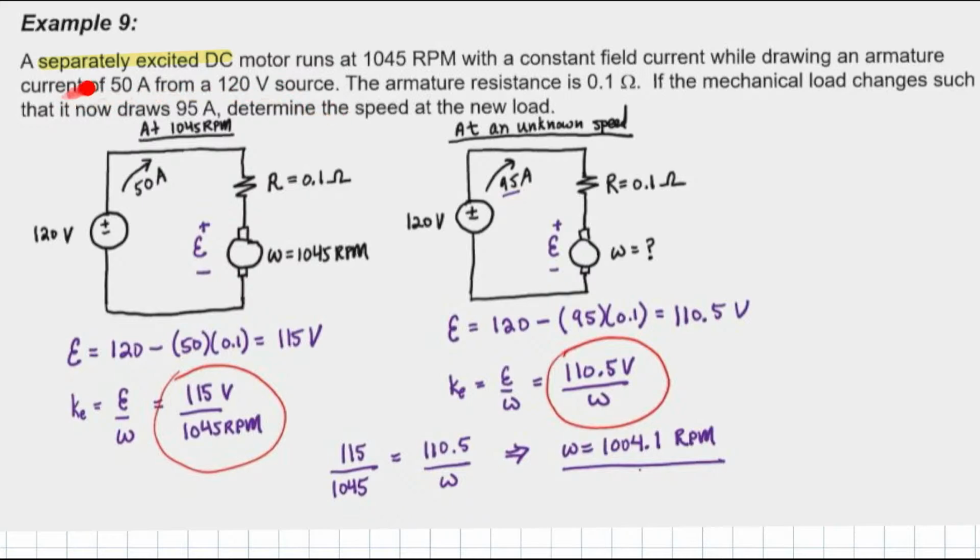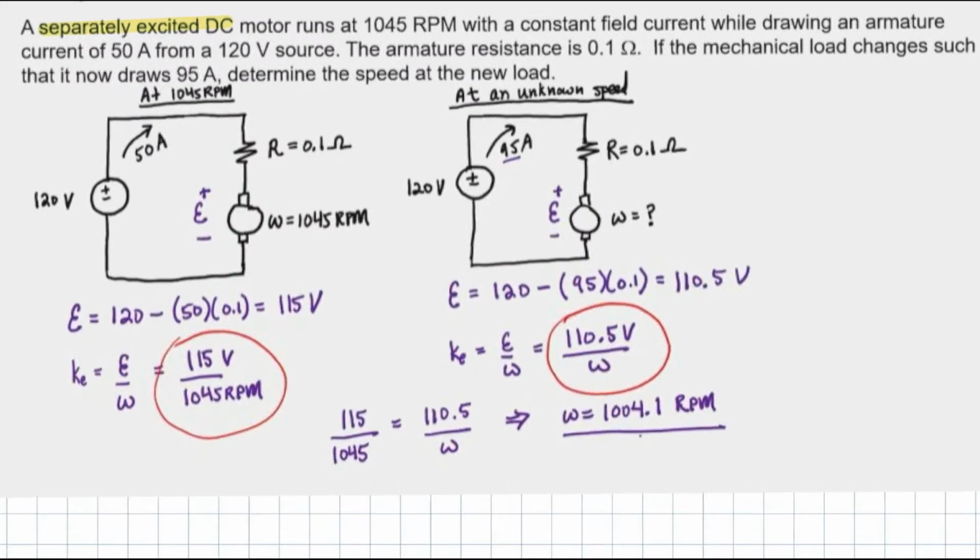When it is separately excited, the question will say that with a constant field current, it draws an armature current of 500 ampere from a 120 V source. Okay, so this is the V source. This is not accurate, but never mind, you just draw it like this. Separately excited DC motor. The armature resistance is 0.1. If the mechanical load changes such that it now draws 95 ampere, determine the speed of the new load.